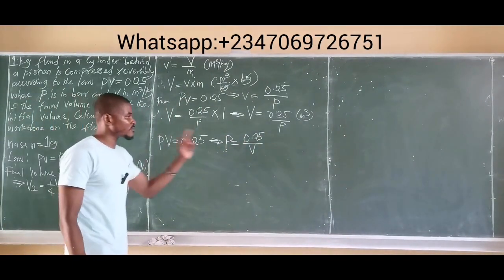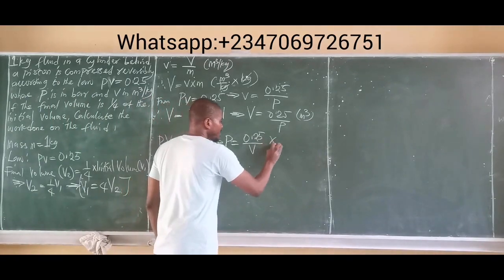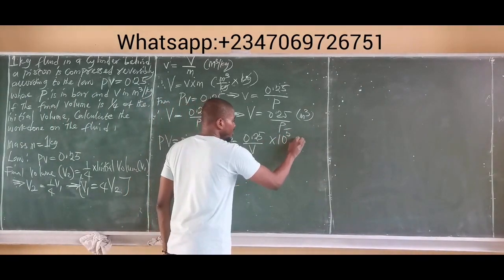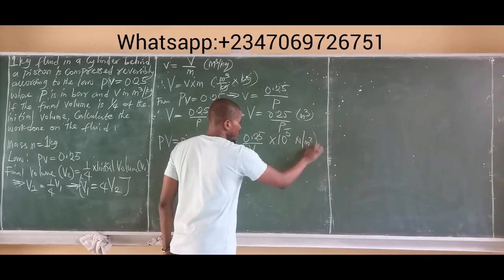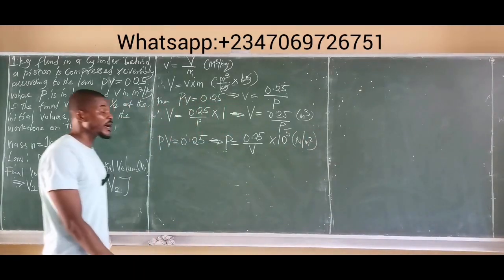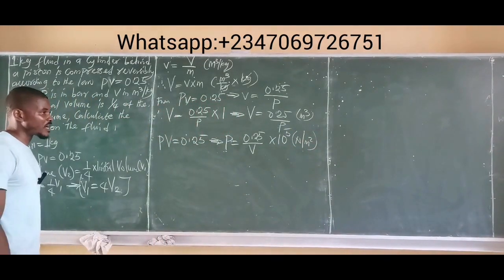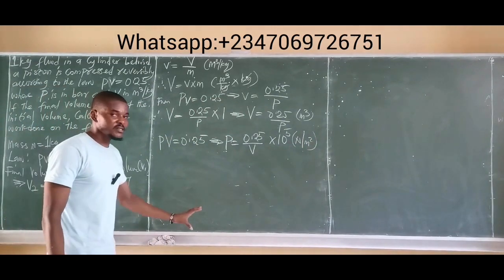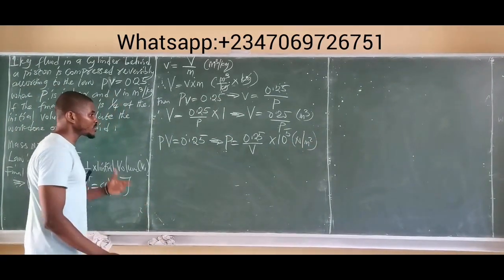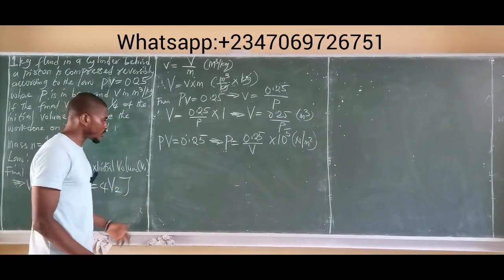So if this is the pressure, then in bar it becomes times 10 to the power of 5 newtons per meter squared. Always convert your pressure from bar to Pascal. So this becomes our pressure, and if you find this, you're good to go. You now put this value into the formula for work done.